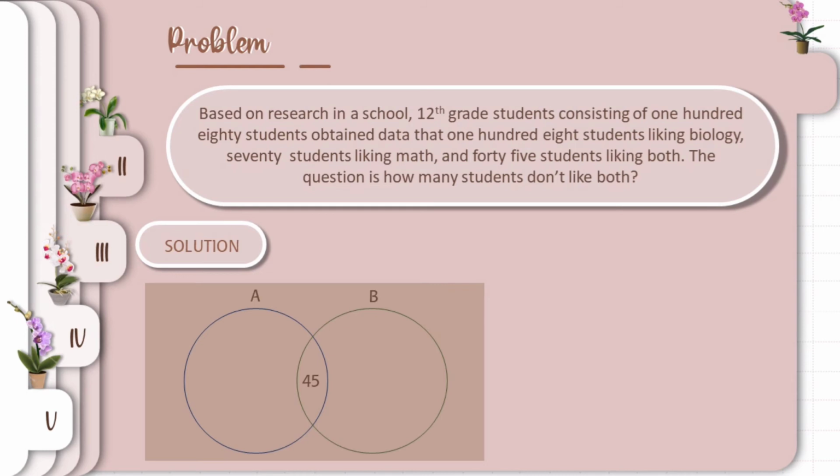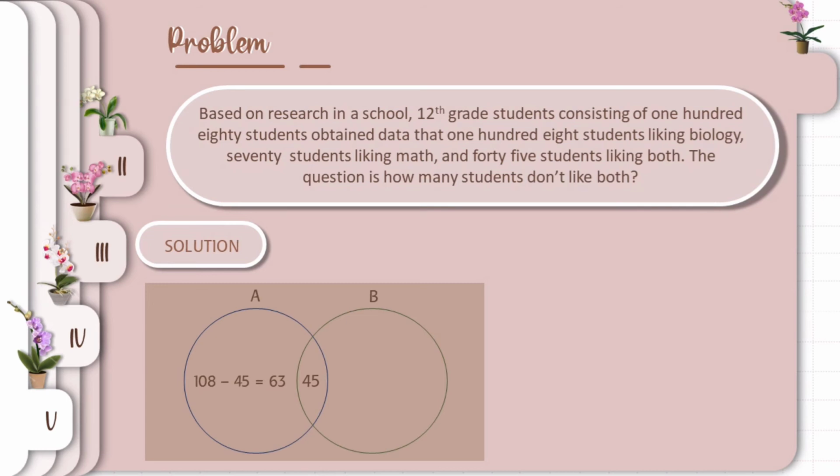Here we can see that there are 45 students in set A, or students who like biology, while the total is 108 students. So, students who only like biology are 108 minus 45, and the result is 63. So, from 108 students, 63 students only like biology and 45 students like both.